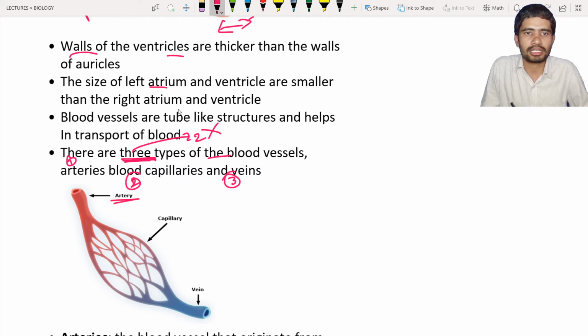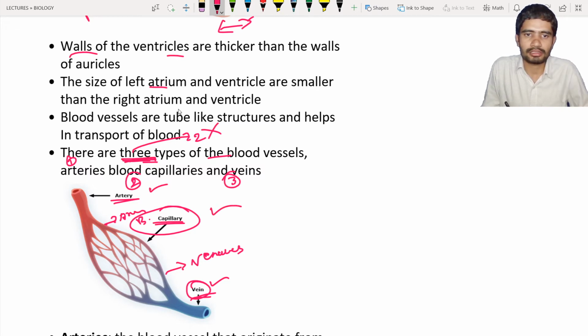Here you can see this is the artery, and this is the vein, and in between the arteries and veins there is a joining. Those joinings are known as capillaries, or blood capillaries. The arteries will divide into arterioles, and arterioles will form fine hair-like structures known as blood capillaries. These blood capillaries will again join to form branches known as venules, and these venules will turn into a main blood vessel known as vein. Hence there are three types of blood vessels: artery, blood capillaries, and veins.